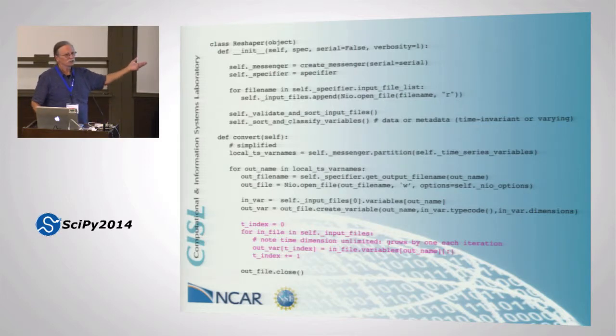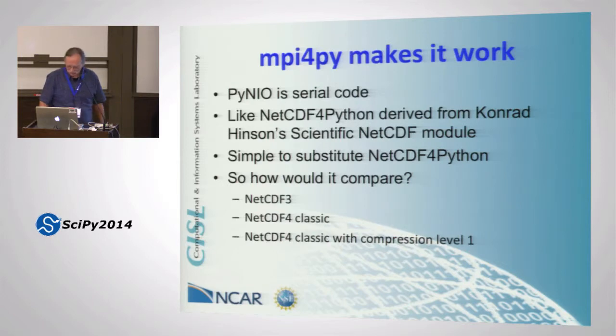So it's an unlimited dimension. So each time it does this, that output variable is growing. And that's basically it. So in honesty, it's MPI for Py that makes this combination of things work. I mean, PyNIO is serial code by itself. It wouldn't do any better than, it would be comparable to the other serial tools.